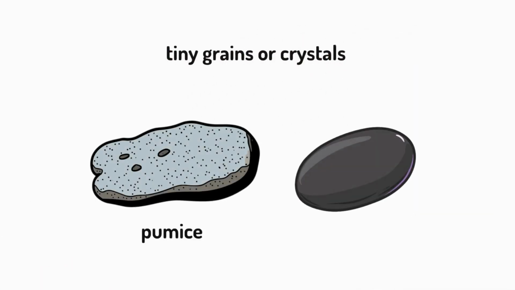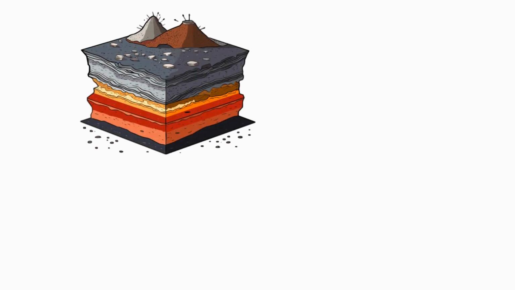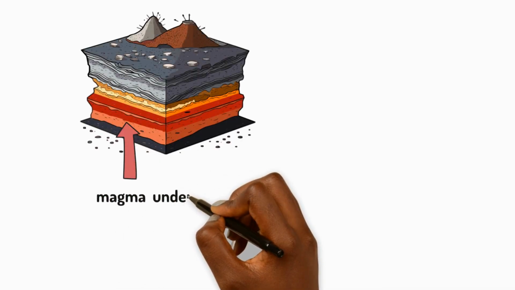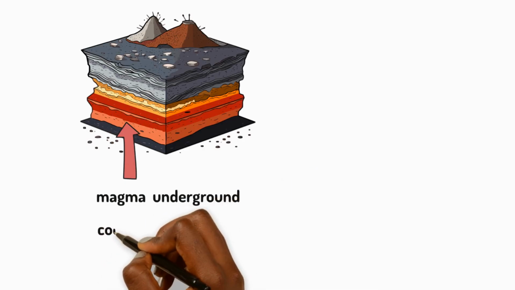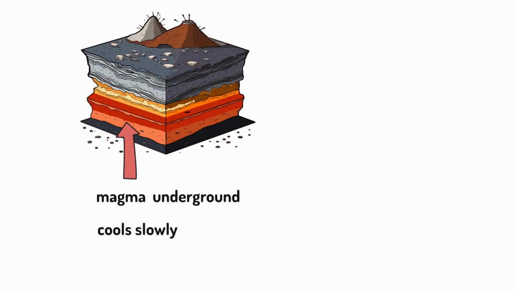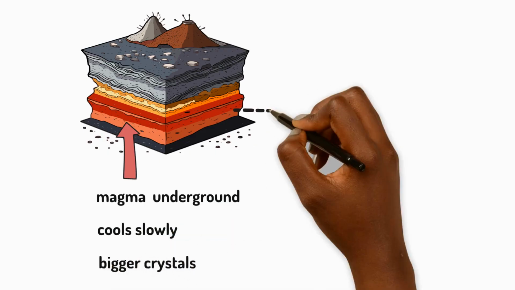These igneous rocks have tiny grains or crystals. Examples are pumice and obsidian. But not all magma comes out to the surface. Some stays underground. This magma cools slowly, making igneous rock with bigger crystals like granite.